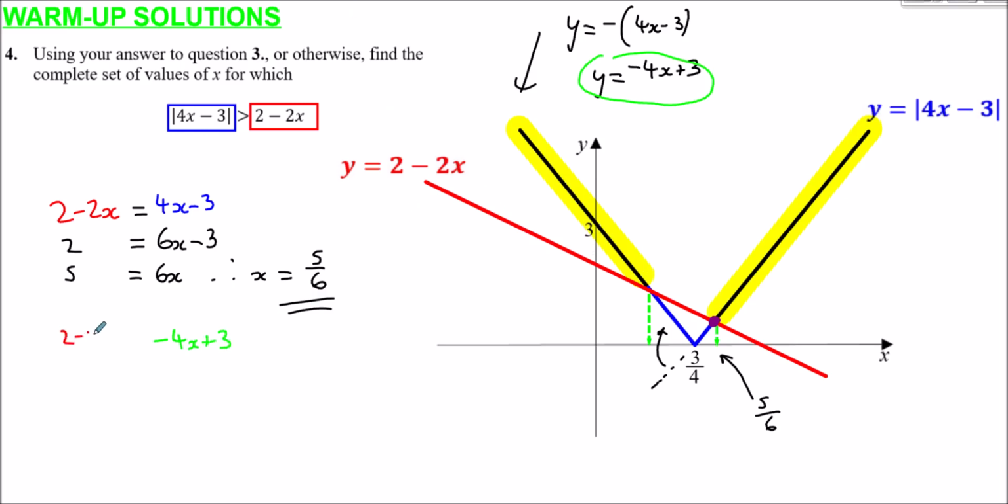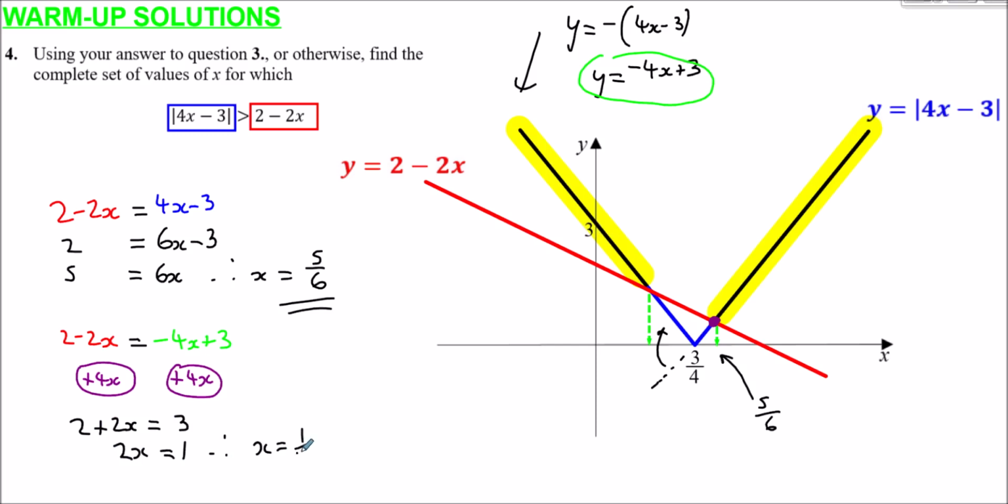So when is 2 minus 2x equal to minus 4x plus 3? So now if we add 4x to both sides to solve this part of it, we then get 2 plus 2x equals 3. Then subtract 2 from both sides gives us 2x equals 1. Finally, halving both sides, we have x equals 1/2.